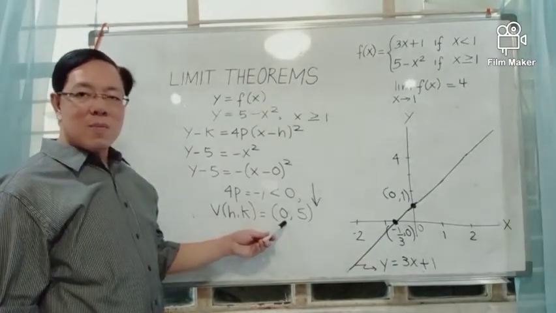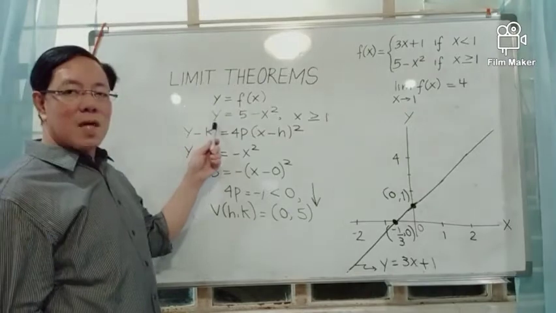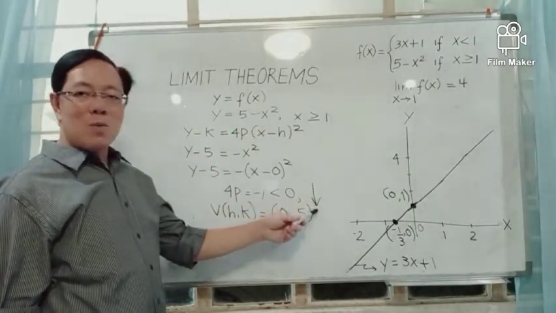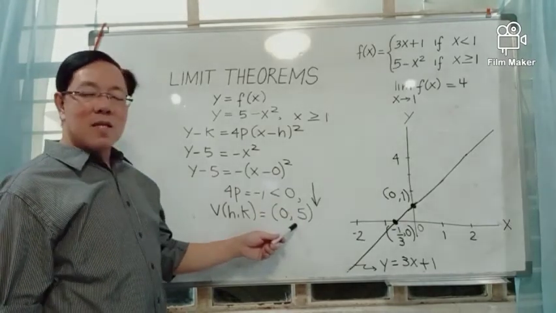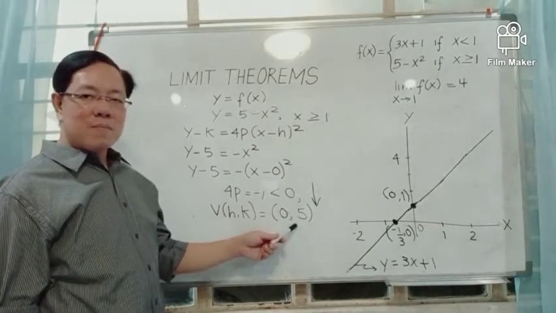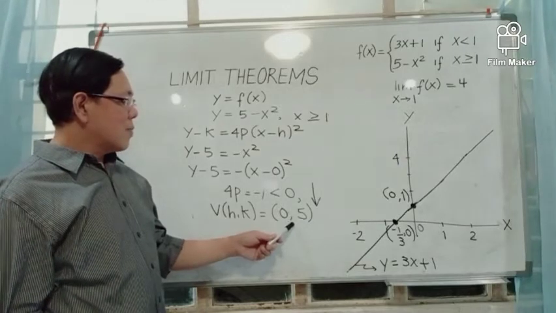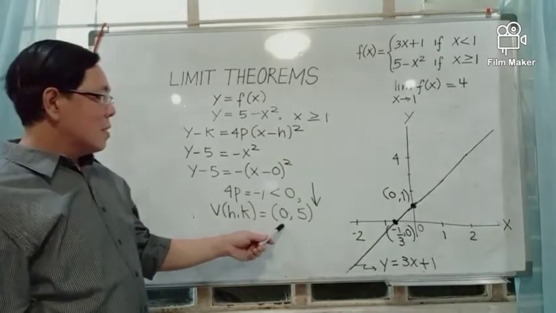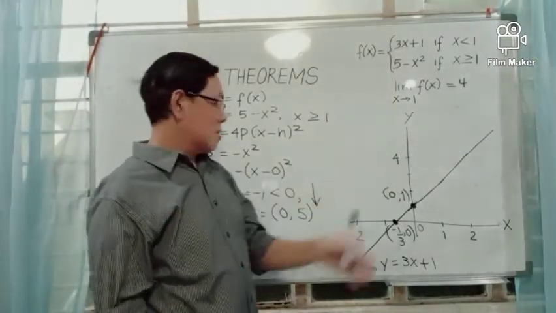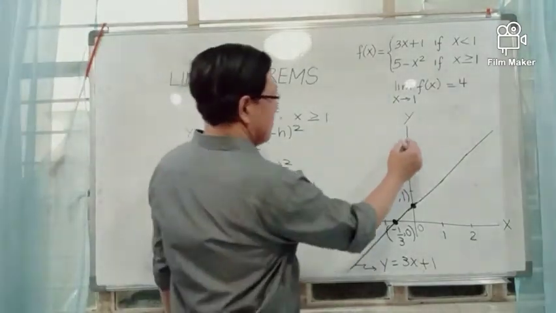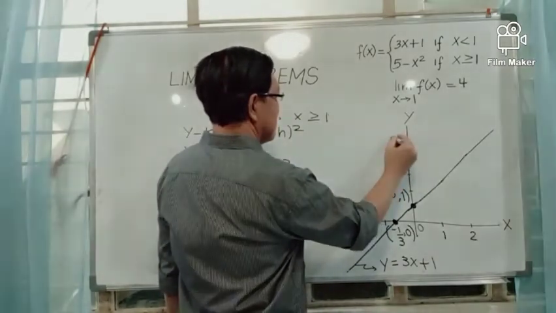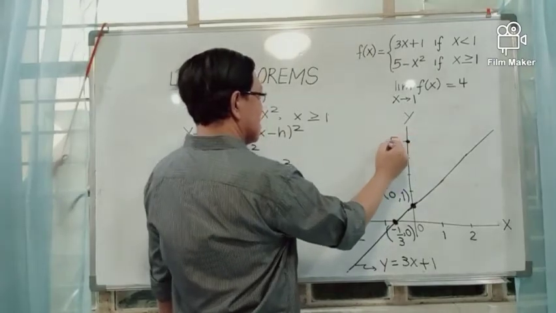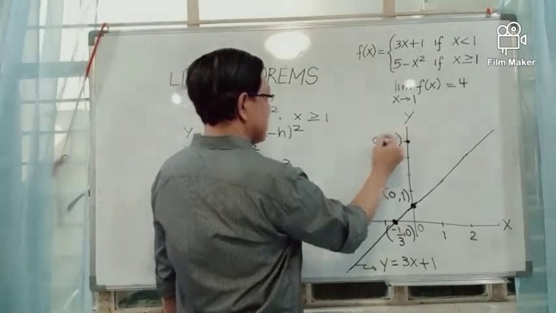So this is the vertex of the parabola, the graph of this quadratic equation in x. And since the parabola is open downward, this vertex is the highest point on the parabola. If you plot this point, it is a point on the vertical axis, 5. This point has coordinates (0, 5).